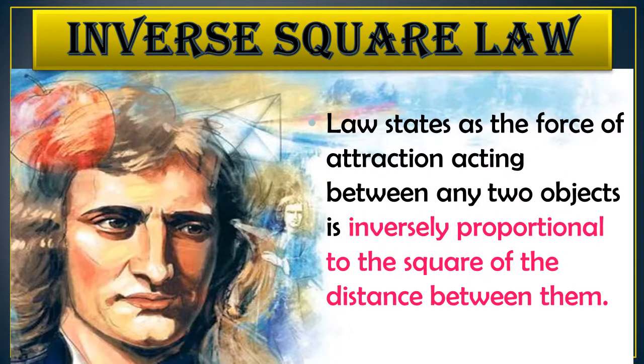The law states that the force of attraction acting between two objects with different masses is inversely proportional to the square of the distance between them. That means the force of attraction between the two objects is inversely proportional to the square of the distance between them. Here, inversely proportional means that if the distance increases, the force decreases. Now let's understand the derivation.